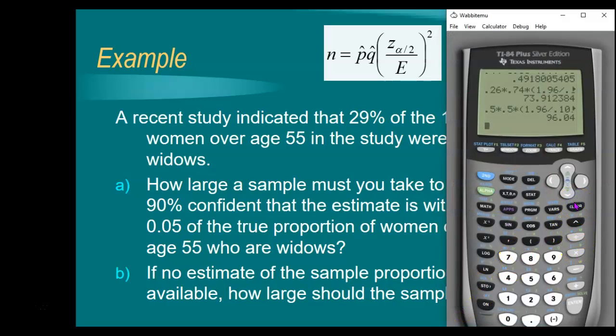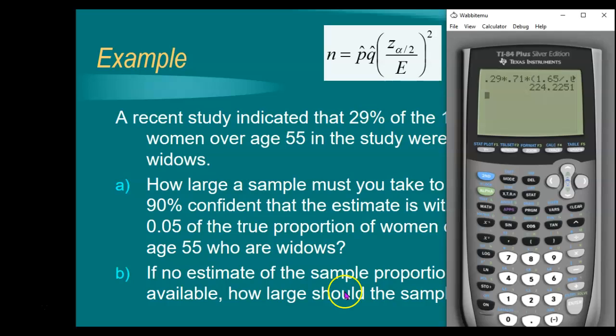So let's calculate all that. 0.29 times 0.71 times, in parentheses, 1.65 divided by 0.05, close parentheses, squared, and that came out as 224 point something, so we round up to 225. You need to go out and get a sample of at least 225 women over age 55.